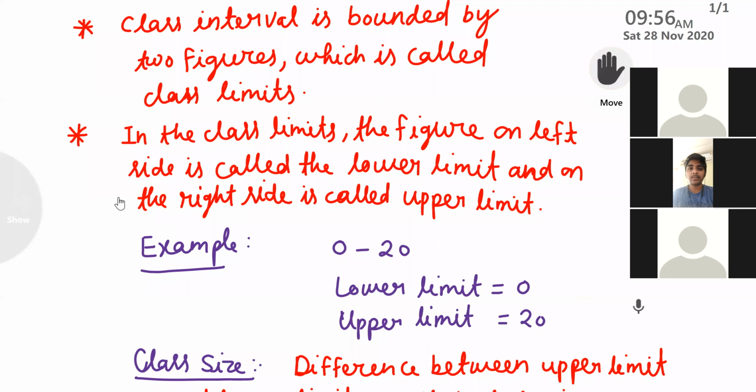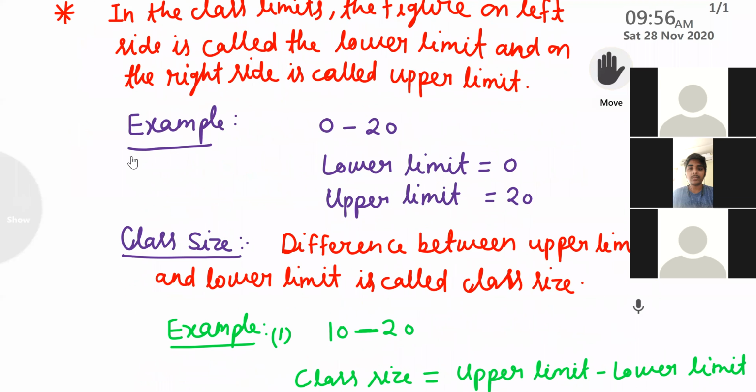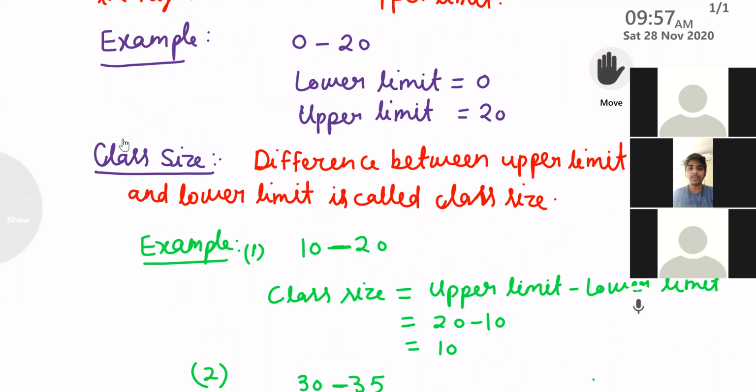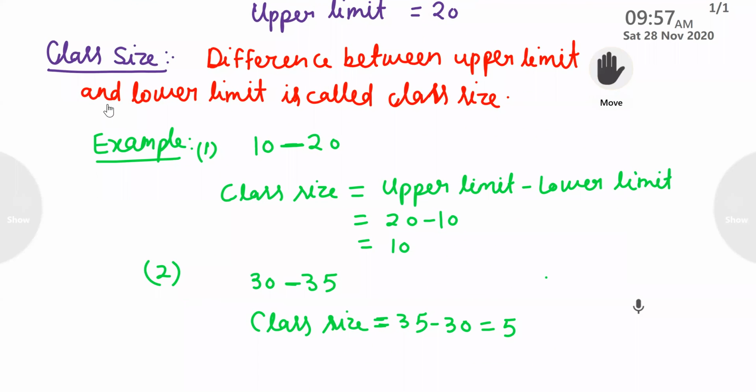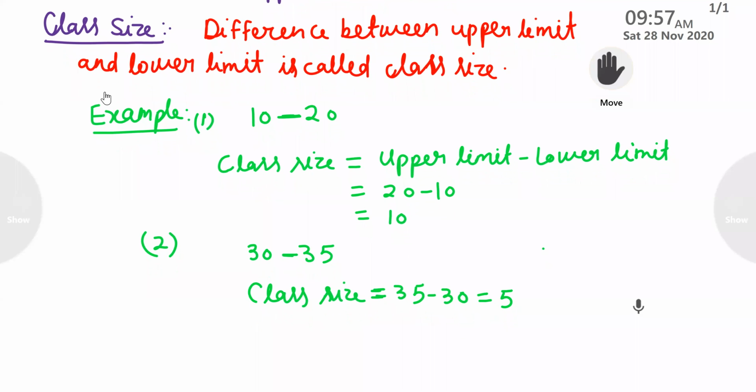Class interval is bounded by two figures, which is called class limits. In the class limit, the figure on left side is called lower limit, and on the right side is called upper limit. Example, 0 to 20, lower limit is 0, upper limit is 20. Next, class size. What is class size? Difference between upper limit and lower limit is called class size.